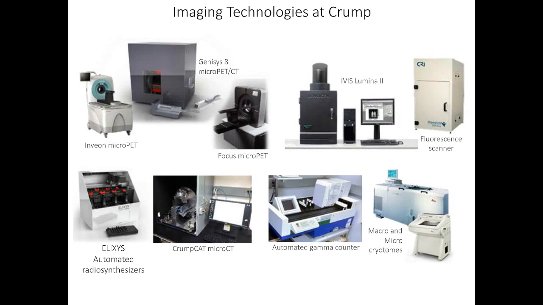And then the bottom right two types of equipment is for ex vivo analysis of some of these assays. The automated gamma counter allows us to look at biodistribution on a tissue-to-tissue level. And the macro and microtomes allow us to do certain assays like autoradiography, which I will show a demonstration of in a second as well.